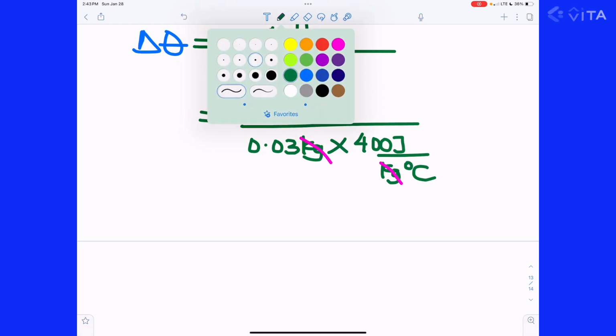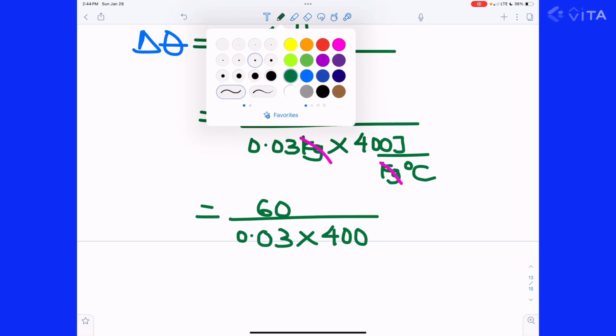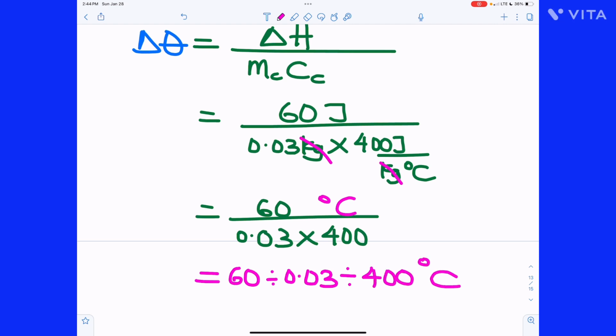So I think we have our answer. You'll be left with 60 divided by 0.03 divided by 400. When entering this in your calculator, be sure to use your calculator well. You should punch your calculator as follows: 60 divided by 0.03 divided by 400. That's how your calculator will give you the correct answer.